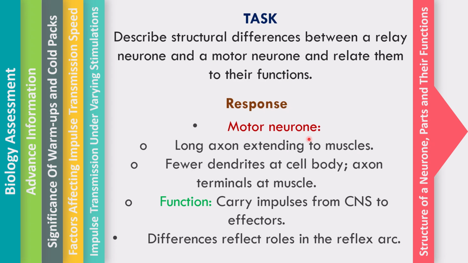Motor neurons. They have a long axon extending to muscles, fewer dendrites at the cell body, axon terminals at muscles. Function: carry impulses from the central nervous system to effectors, which might be muscles. Differences: different roles in the reflex arc.